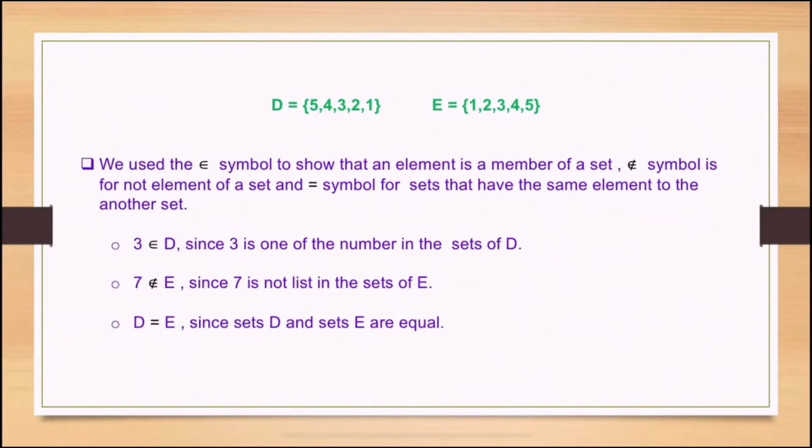Let's say D has 5, 4, 3, 2, 1 and E has 1, 2, 3, 4 and 5. So we use the element symbol to show that an element is a member of a set. The not-element symbol is for not an element of a set, and the equal symbol is for sets that have the same elements as another set. So first, 3 is an element of D, since 3 is one of the numbers in set D. Second, 7 is not an element of E, since 7 is not listed in set E. D equals E, since set D and set E are equal.